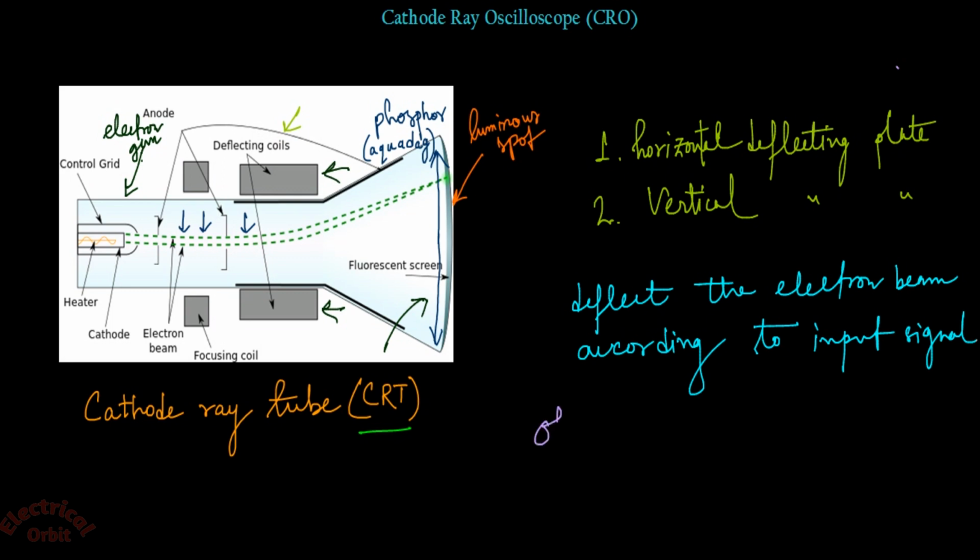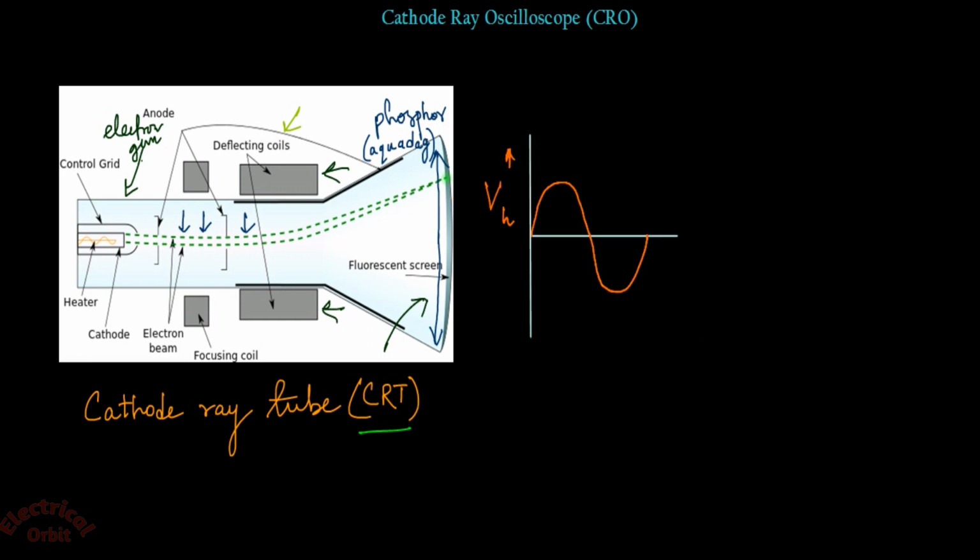Now, what is our objective of this lecture? To find the basic pattern formation in CRO. So let us see this. Suppose we have applied a sinusoidal voltage, that is VH, to the horizontal deflecting plate, and we have applied nothing, or no signal, to the vertical deflecting plate. Clear? Now, what type of pattern will we find on the screen?